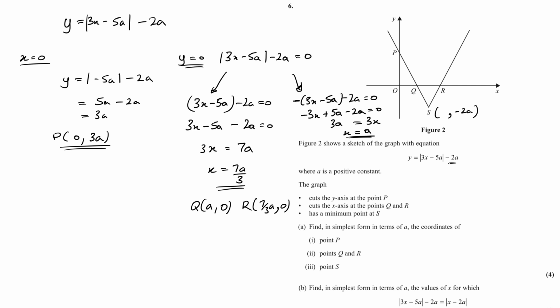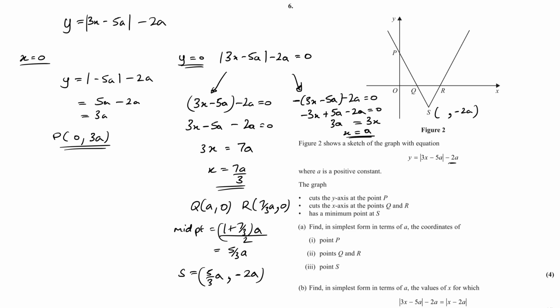Then for the final one, we can work this out. It's going to be between these two values of r and q, between 1 and 7 over 3. So the midpoint would be 1 plus 7 over 3, that's just in terms of a, divided by 2. So 5 over 3a. So point S is 5 over 3a, comma, minus 2a.